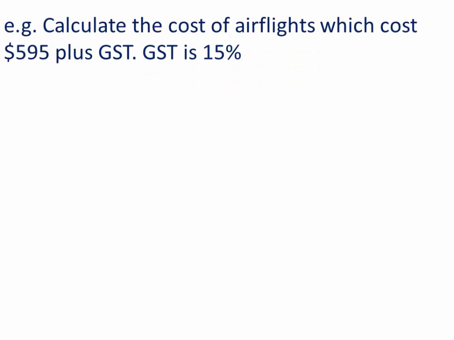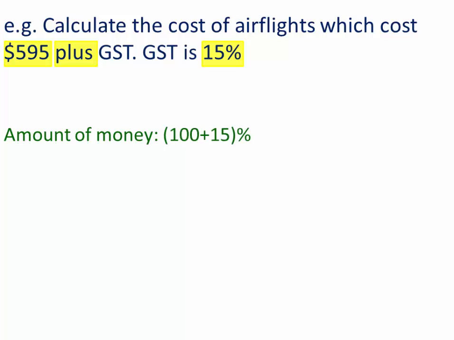A GST calculation is just a percentage increase. For example, calculate the cost of air flights, which cost $595 plus GST, with GST being 15%. Well, we're looking for $595 and we plus 15%, so it's a percentage increase problem. The amount of money will be 100 plus 15 times 595, which is $684.25.